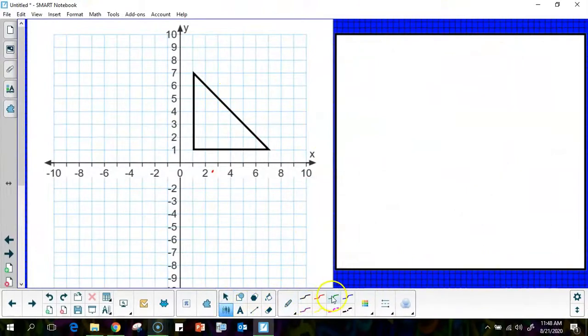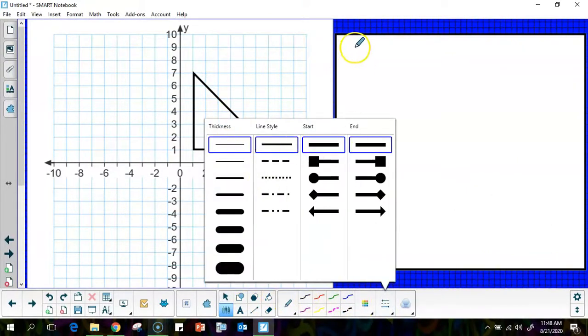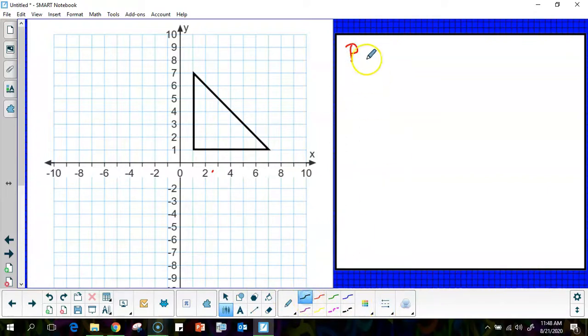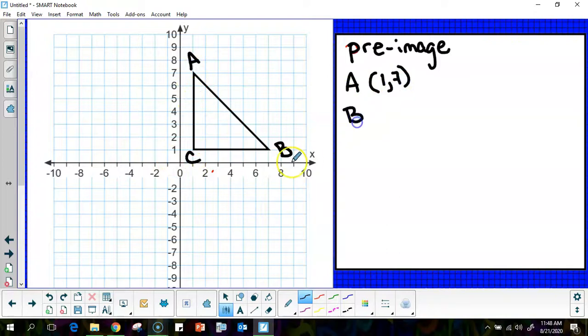Let's call this triangle the pre-image. So this black triangle is going to be our pre-image. Let's name our points A, B, C, and let's talk about what the coordinate pairs for these vertices are. So A would be at (1, 7). B is at (7, 1). And C is at (1, 1).